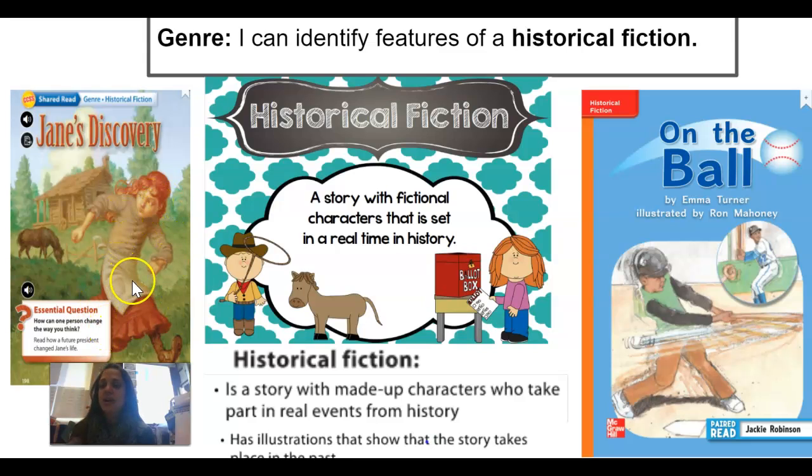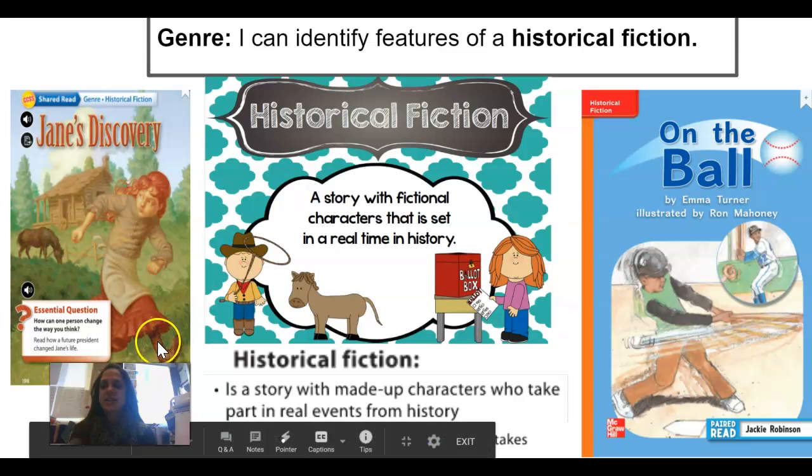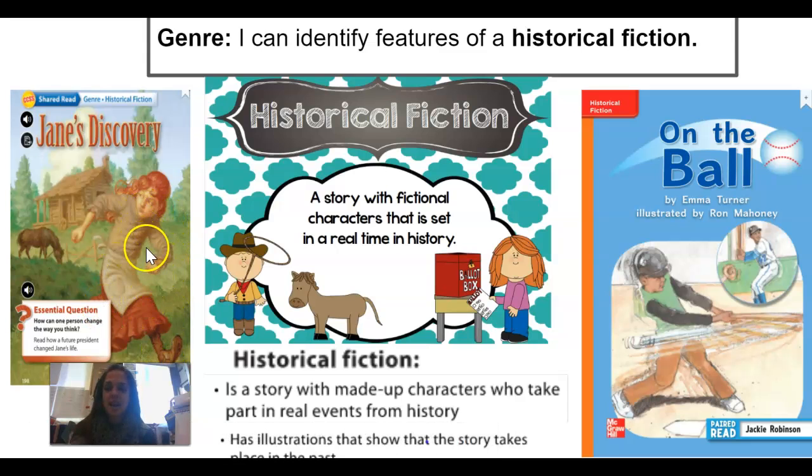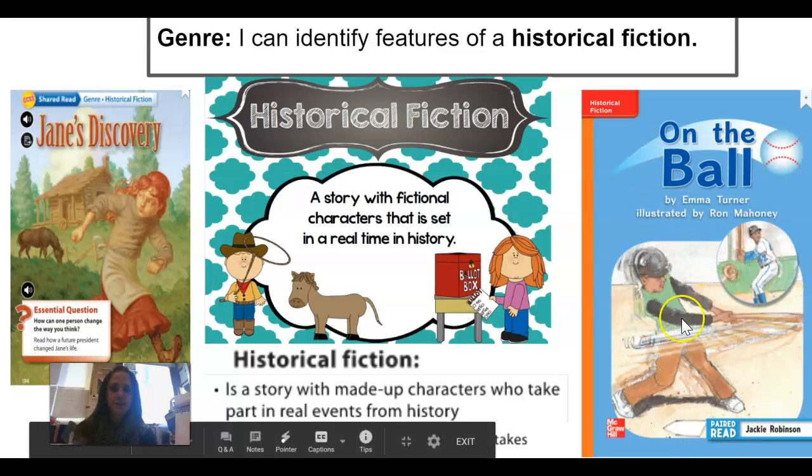In this historical event, women and girls didn't really wear pants. They only wore dresses or skirts. And then she has these high boots on that are pretty fashionable now. But you wouldn't see someone wearing an apron over their skirt, most likely nowadays. So that shows that this is historical. Here is another book that you will be reading on your own this week, On the Ball. This is a historical fiction about baseball.